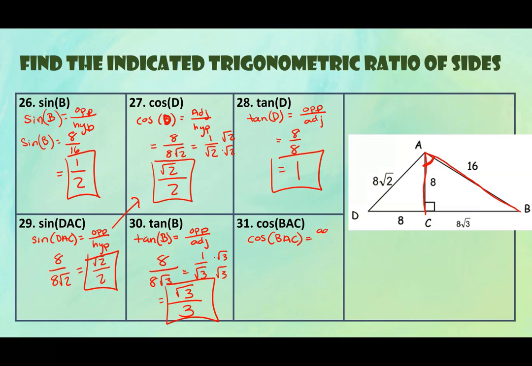So we're looking for the adjacent side over the hypotenuse. The adjacent side to this angle is right here at 8, and our hypotenuse is this side right here, and that's 16. And 8 over 16 reduces down to 1/2. So we have just found 6 trigonometric ratios. Hopefully you guys have followed along. We're about to do some more ratios.